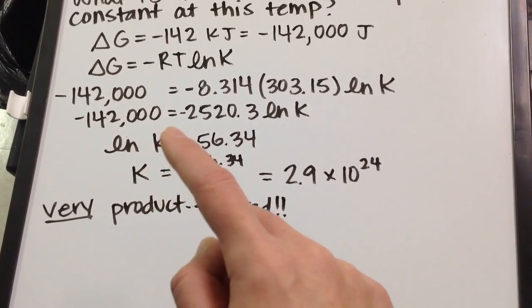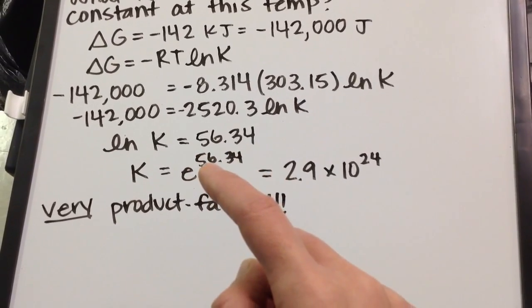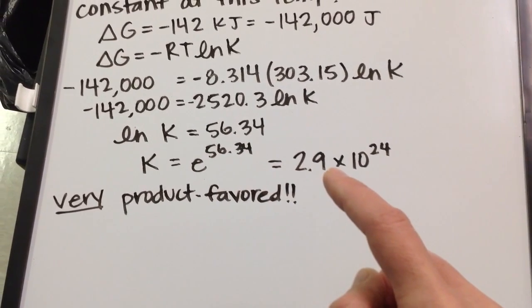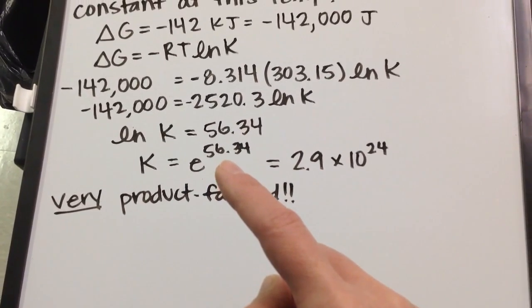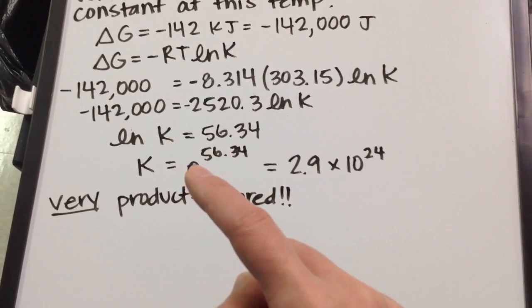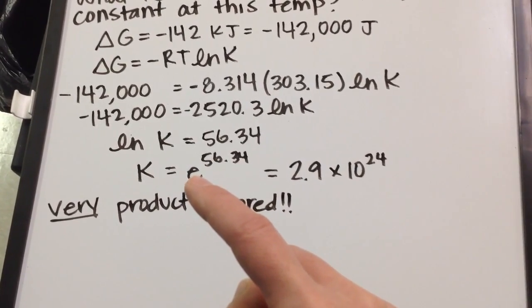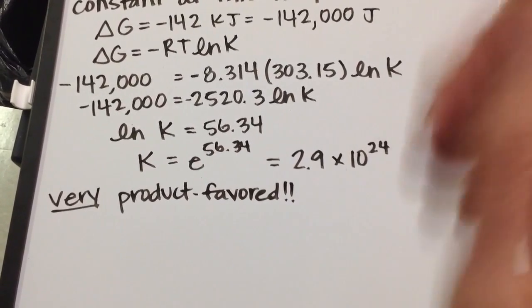So e to the ln cancels out, and K is equal to e to the 56.34, which is a very, very, very large number. If your calculator won't compute e to the 56th, depending on which kind of calculator you have, it may not. You could leave it as just e to the 56th. That works. That is an actual number. But if your calculator can compute it, that's a big number, 2.9 times 10 to the 24th.